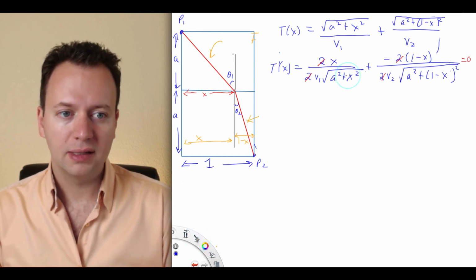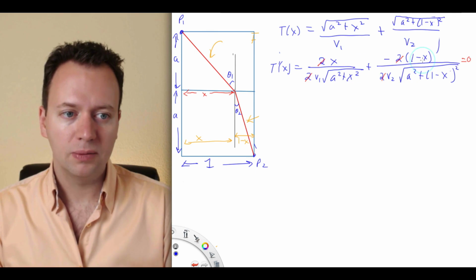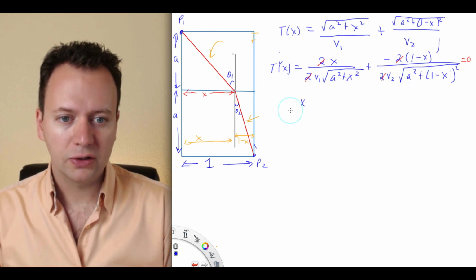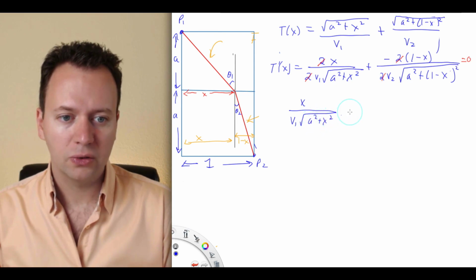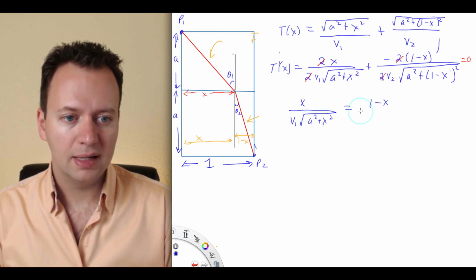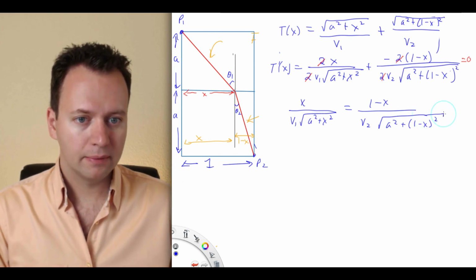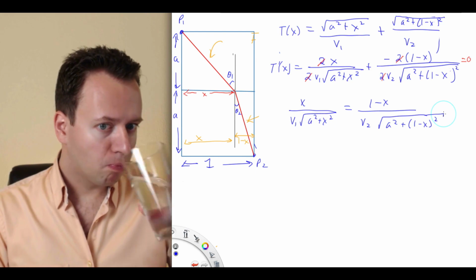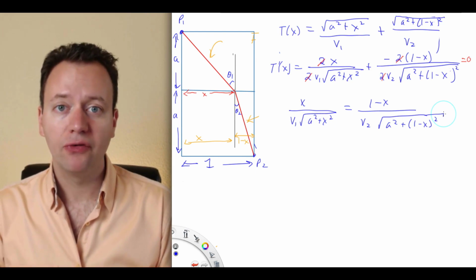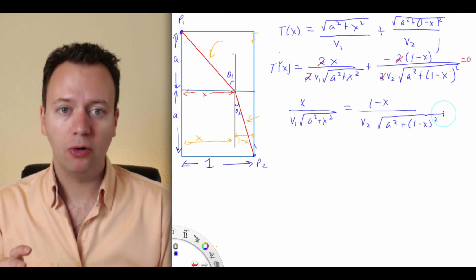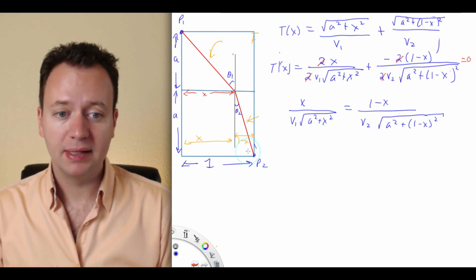So therefore, since it's this minus this stuff, this must equal this. So we get x over v1 square root of a squared plus x squared has to equal 1 minus x over v2 square root of a squared plus 1 minus x squared, like that. So this is the condition that we have to have in order for you to have a critical point in the total time it takes.